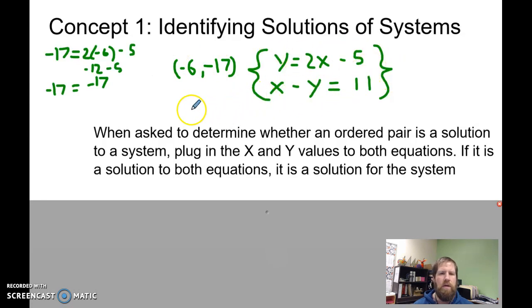Now I've got to check my second one. I've got my x, -6, minus my y, -17, is equal to 11. So I'm going to have -6 plus 17 equals 11, or 17 minus 6, which should be 11. And so it looks like this ordered pair is a solution to both of these equations, so it is a solution to the whole system. Okay.